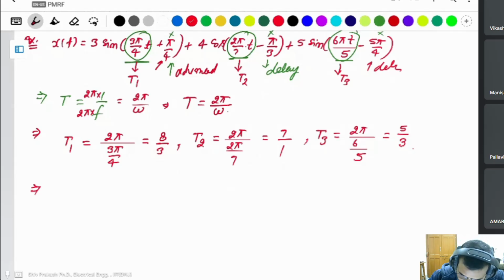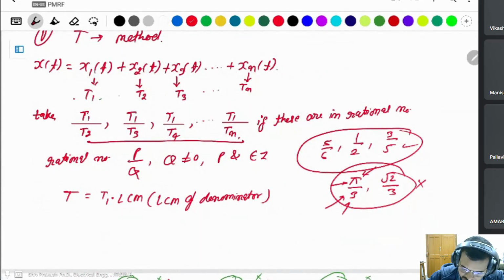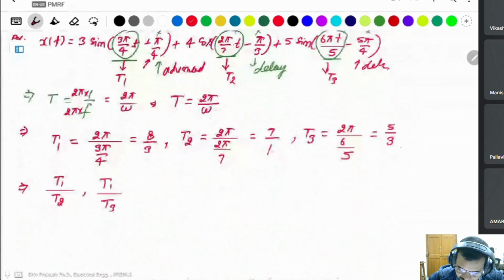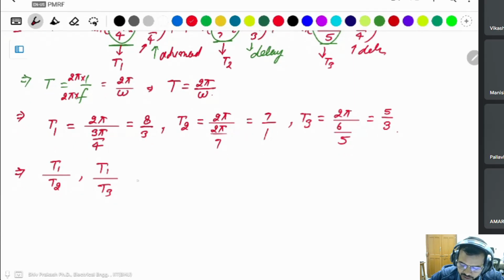First of all, find T1 upon T2, then T1 upon T3. There are only three signals here. You have to find first T1, T2, T3 like that. Then take T1 by T2, T1 by T3, T1 by T4 like that up to T1 by Tn. Same thing here. I will find T1, T2, T3. Then find T1 by T2, T1 by T3 because there are only three signals.